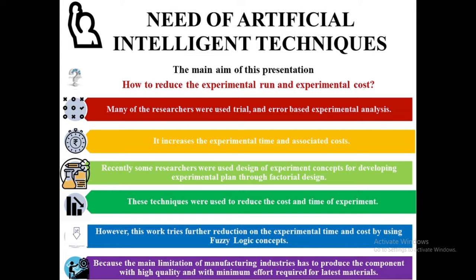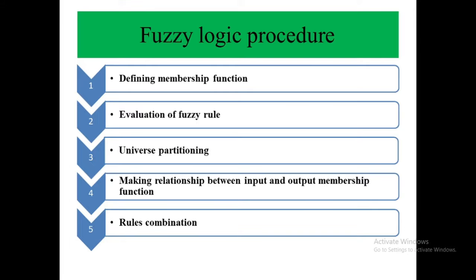So this tries further reduction of the experimental time and cost by using artificial intelligence techniques, which is fuzzy logic concepts, because the main limitation of manufacturing industries is to produce components with high quality with the minimum effort required for the latest materials. The fuzzy logic procedure always follows five steps: defining membership function is the first step, evaluation of fuzzy rule is the second step, then universe partitioning, subsequently making a relationship between input and output membership function. Finally, it deals with the rules combination.